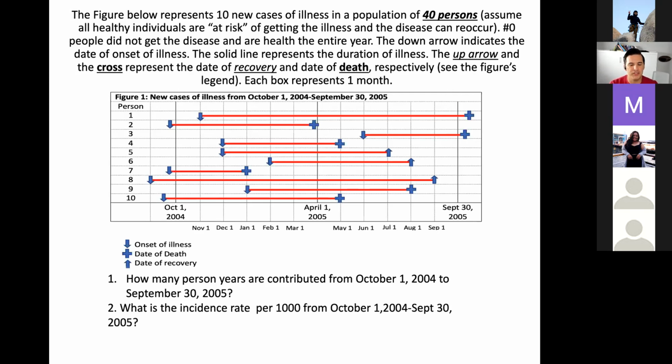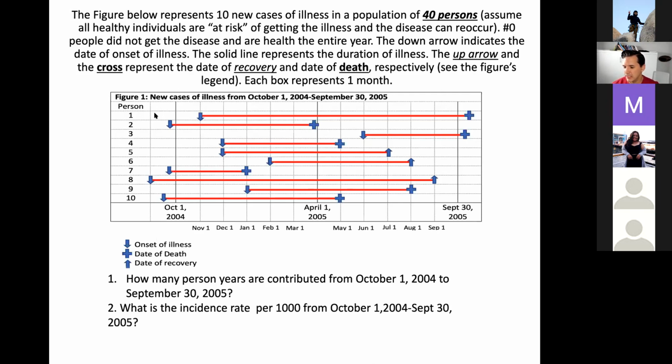So first off, you have 30 people who are healthy for 1 year. So they contribute 30 person years. Those are just included in the calculation that you do.